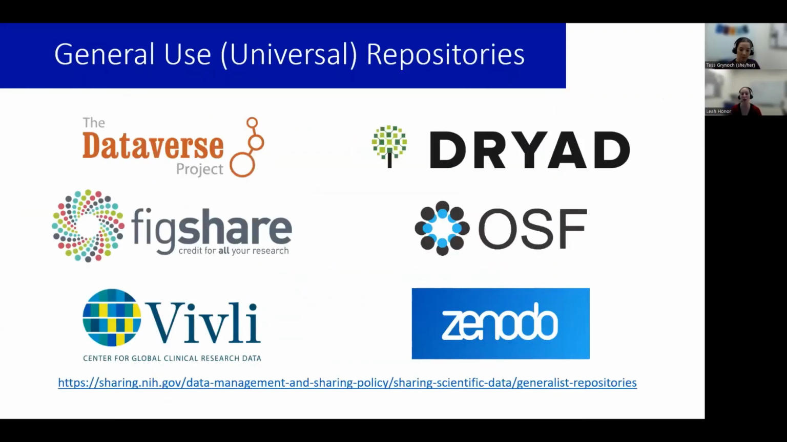If there is no domain-specific repository, some generalist repositories that NIH recommends are Dataverse, Dryad, Figshare, OSF, Vivli, and Zenodo.